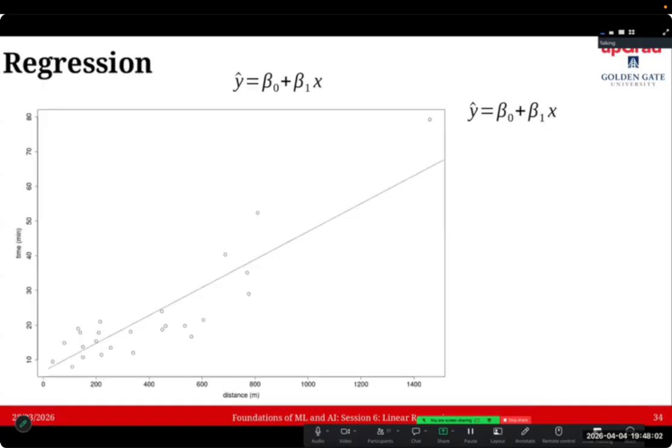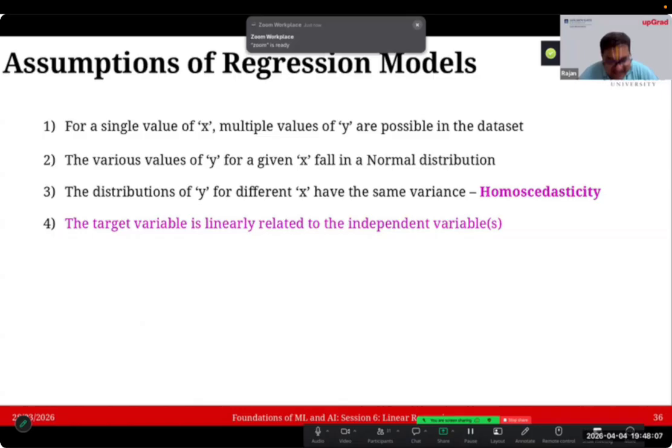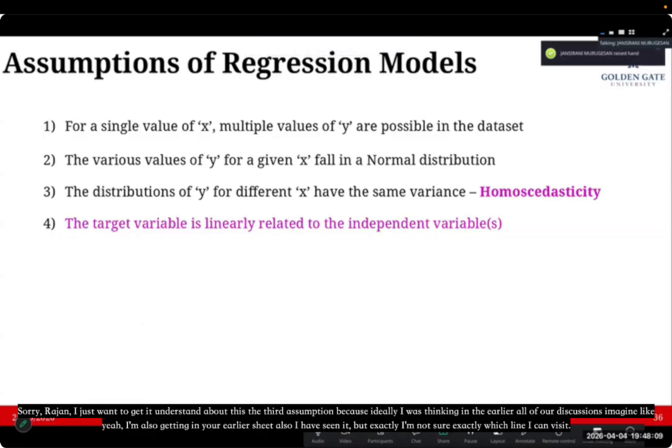The outcome variable is not a continuous function like before. It's not continuous. Sorry, Rajan.